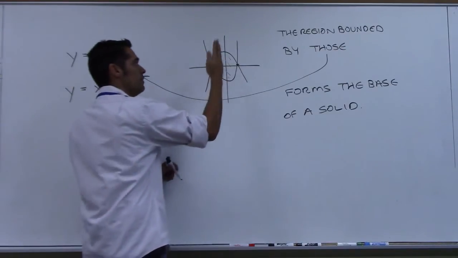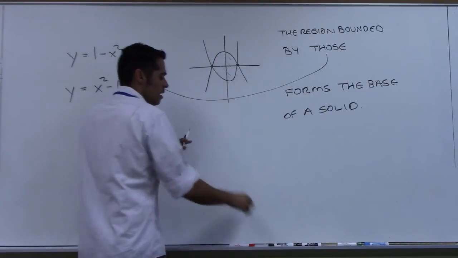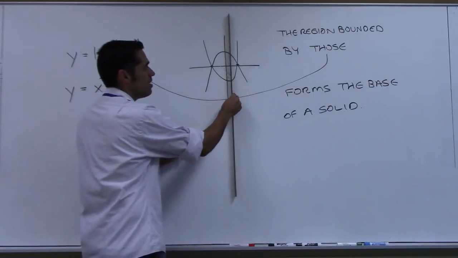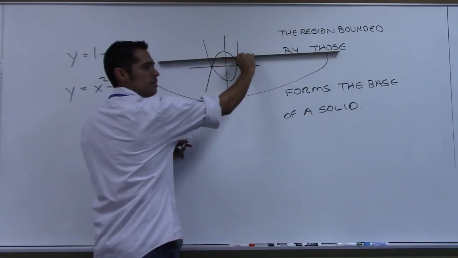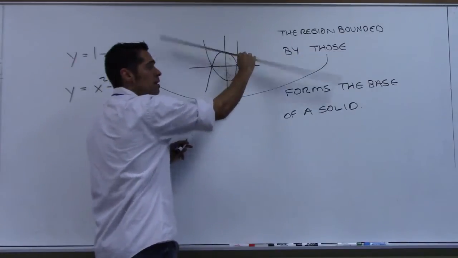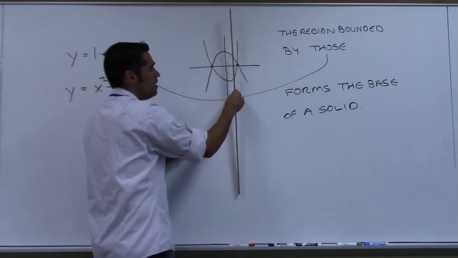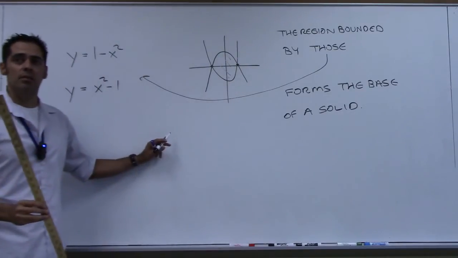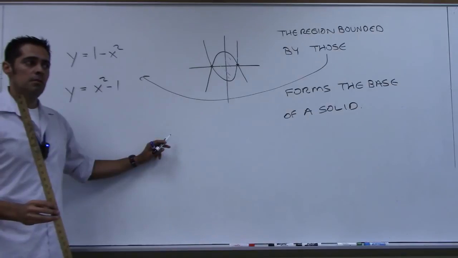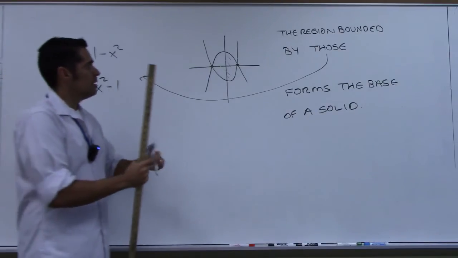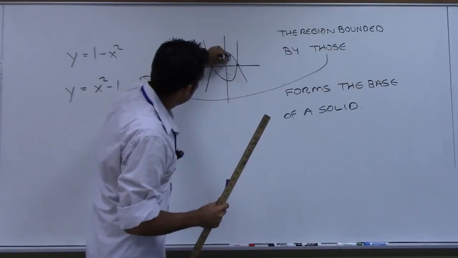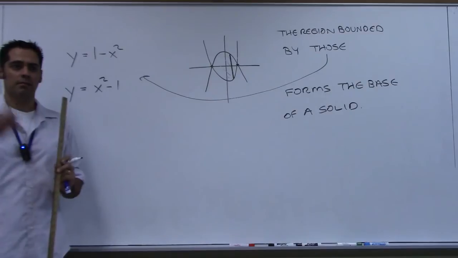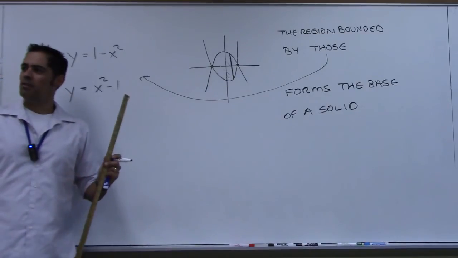This particular one, if you take a cross-section that runs perpendicular to the x-axis. So I'm going to come in here and slice it like this, okay? Not like this. That would be perpendicular to the y-axis, wouldn't it? A cross-section that is perpendicular to the x-axis forms a rectangle where the base is the distance between these functions and the height of the rectangle is 1. Does everyone see what that is?